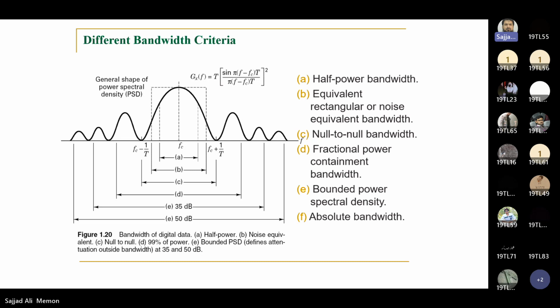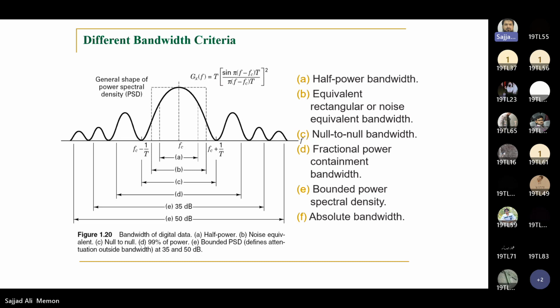from where it drops, and on the other side where it ends. And then we have fractional power, that is the D. We increase the sidebands now. We take the first sideband in that, and for bounded spectral we take the second side, and in absolute bandwidth we take all the sidebands into consideration. So as we go, the bandwidth will increase, but you can see the power with the frequency is decreasing.